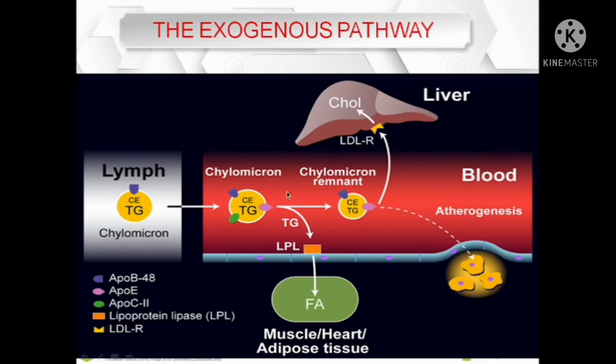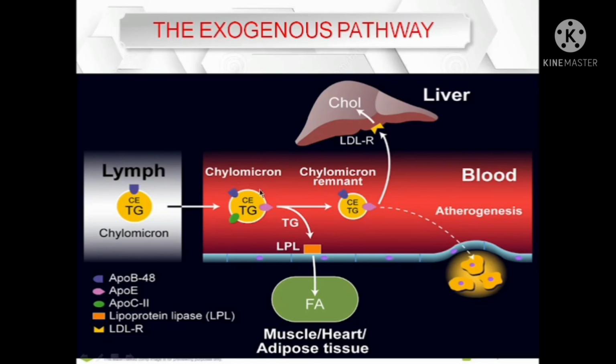Always remember that this lecithin cholesterol acyltransferase requires ApoA1 as an activator. Once there is breakdown of this triglyceride, the core will be depleted, so we need to replace it with some cholesterol ester and other stuff.